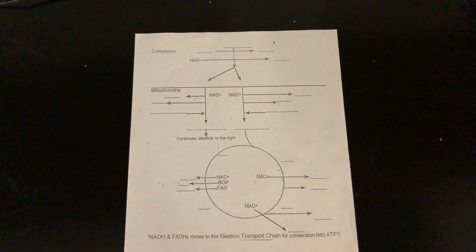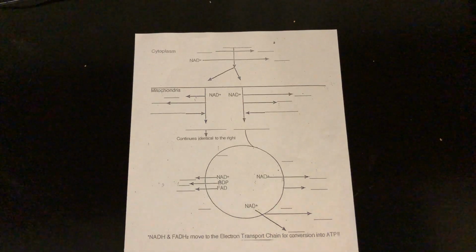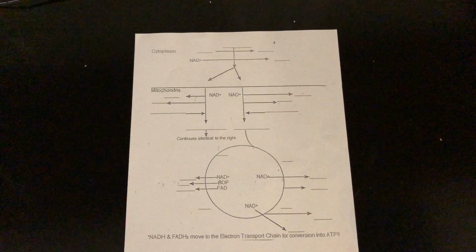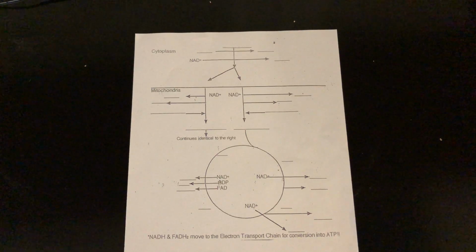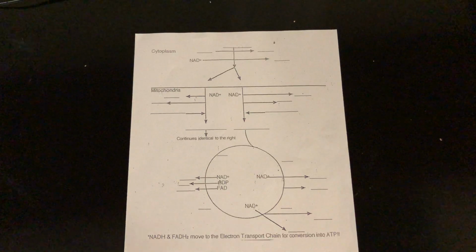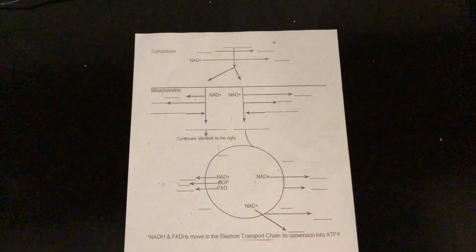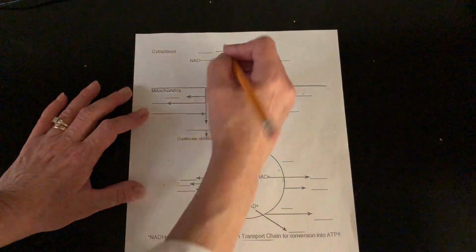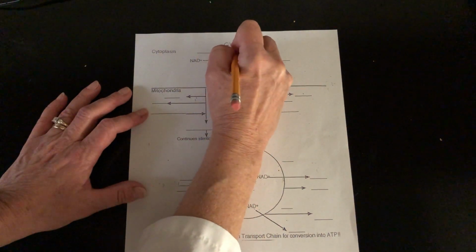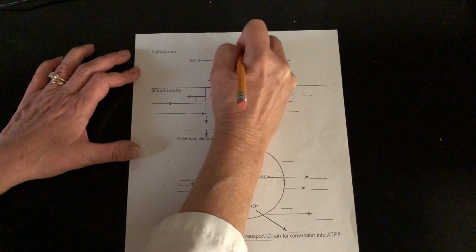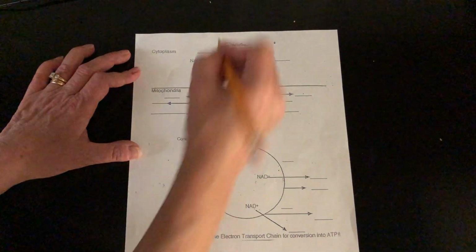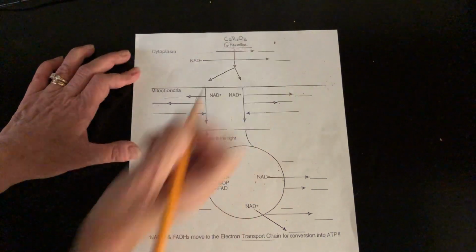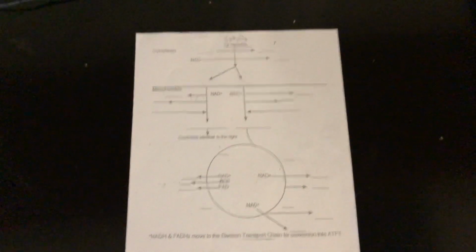I've posted this as a PDF on Canvas within modules, within chapter 9. I just want to go over this slowly with you to cover what's going on with the glucose molecule. So we're going to start with glucose here at the top, and remember that's C6H12O6.